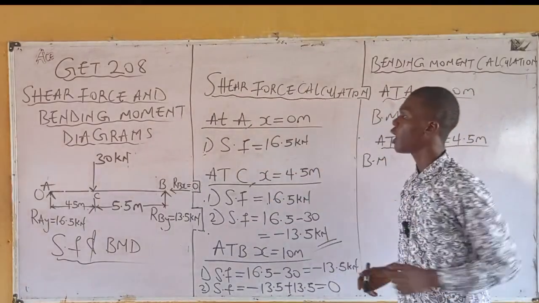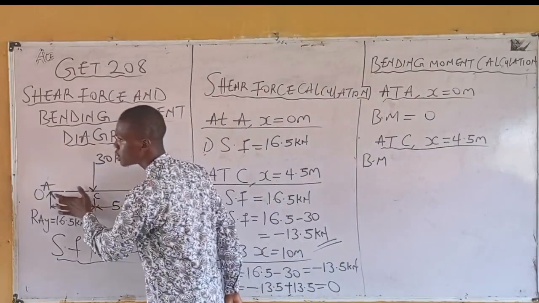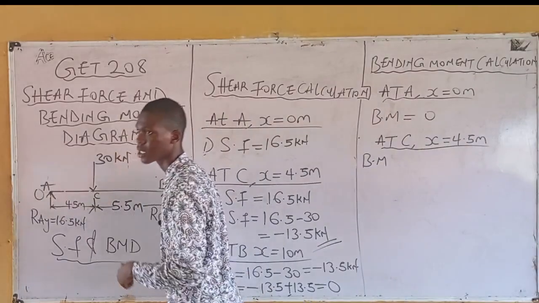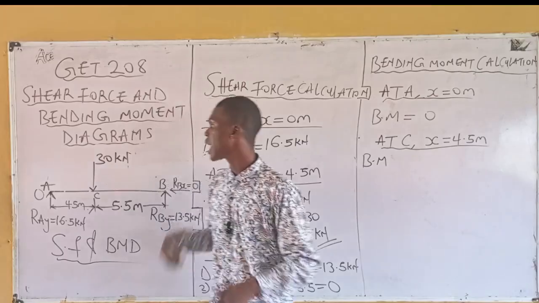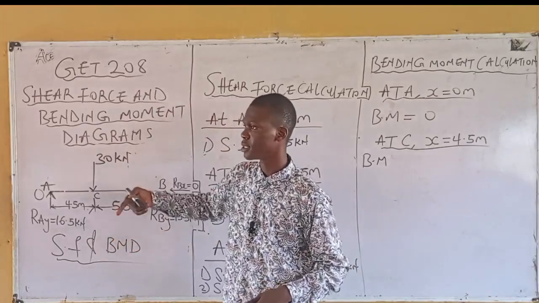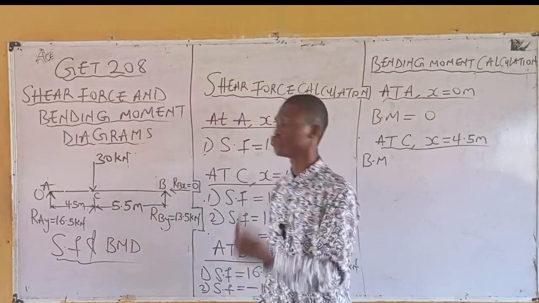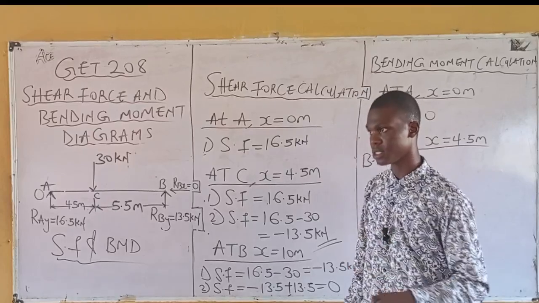Now, how do you calculate the bending moment value at C? You simply take the moment of the forces behind that very point. I'm on point C. Behind C, what force am I having? I'm having RA, meaning you take the moment of RA to C.